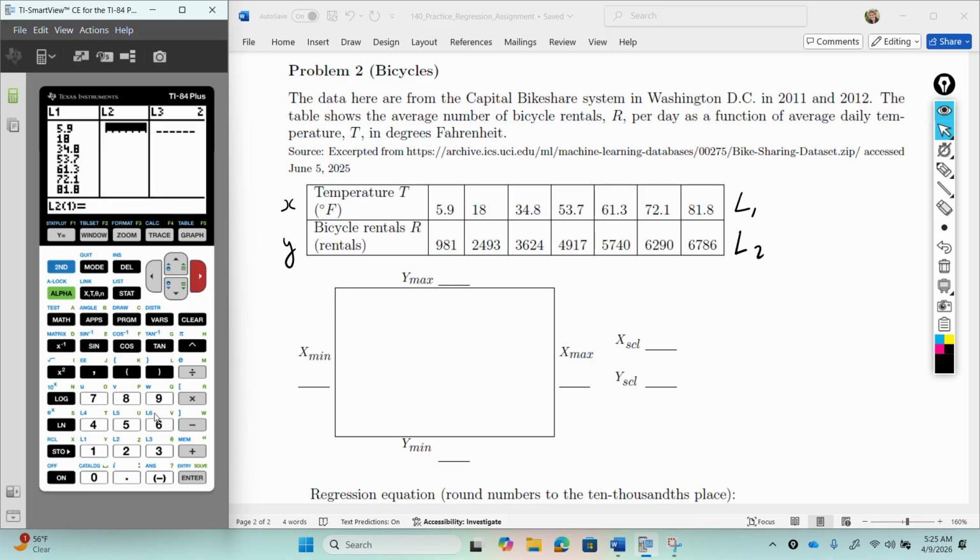Now let's go with list 2, 981. They still had 981 bike rentals when the temperature was 5.9 degrees Fahrenheit. My goodness. I mean, lots of times we just enter in the numbers blindly and we don't even give it a second thought. But where were these 981 people from? The North Pole?